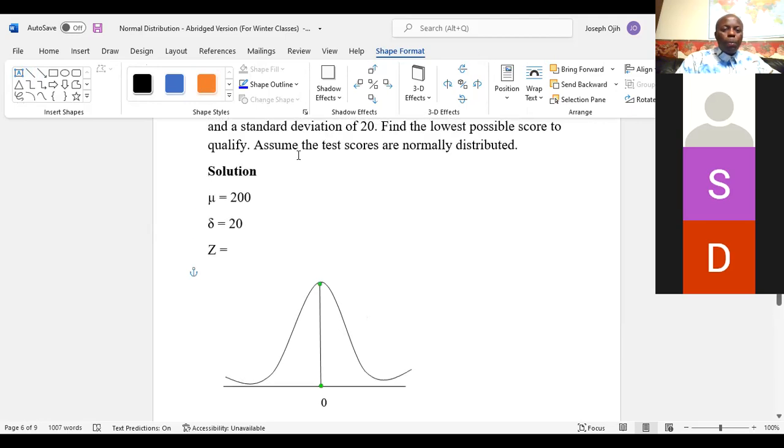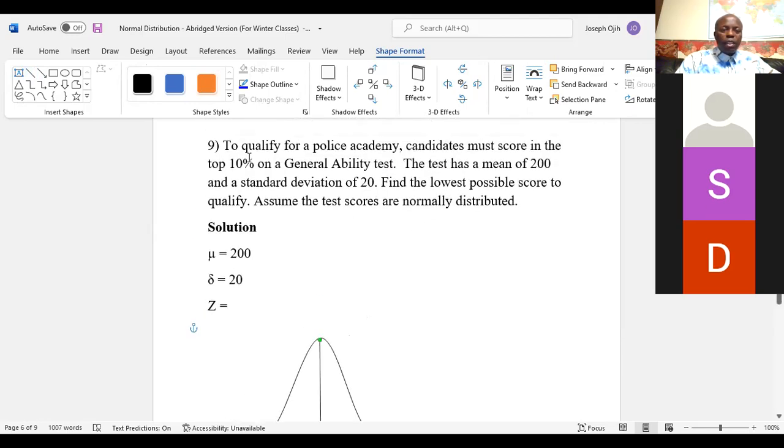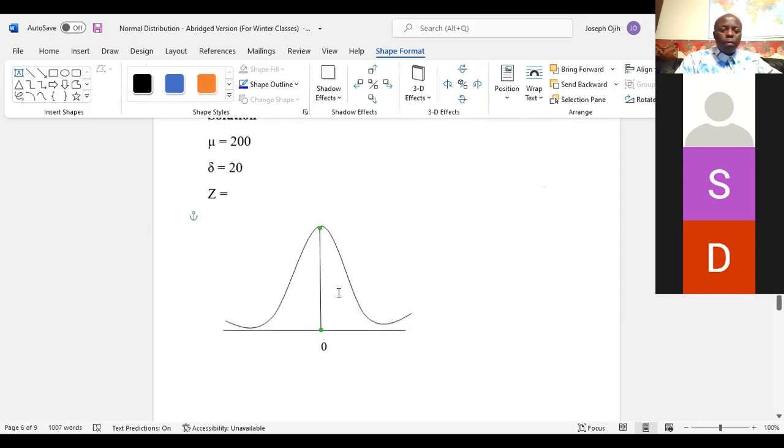now it says top 10% on general ability test. So 10% should be top 10%. That means here should be top 10%. Below it should be 90%. So this is the top 10%. So here you shade the area that should represent the top 10%.